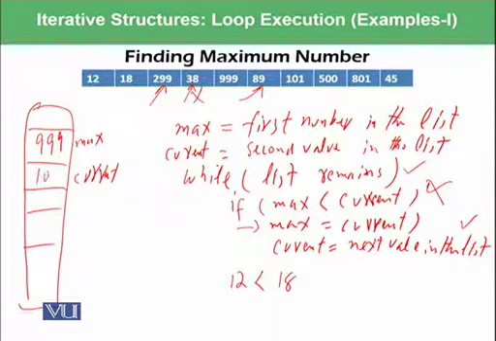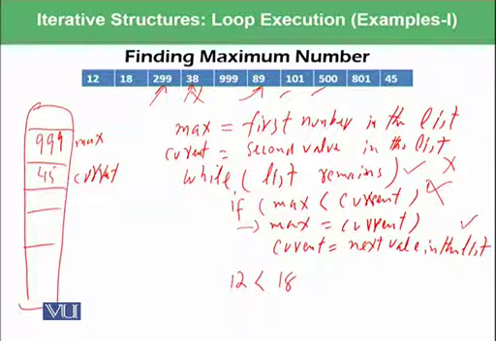As max is greater than 101, there is no change. Then current is moving to 500, and there is no change. Then current is moving to 801. Still max is 999, no change. Then current is moving to 45 and it is compared with 999. Again 999 is the maximum, no change. And then your while loop terminates because the list doesn't remain anymore.